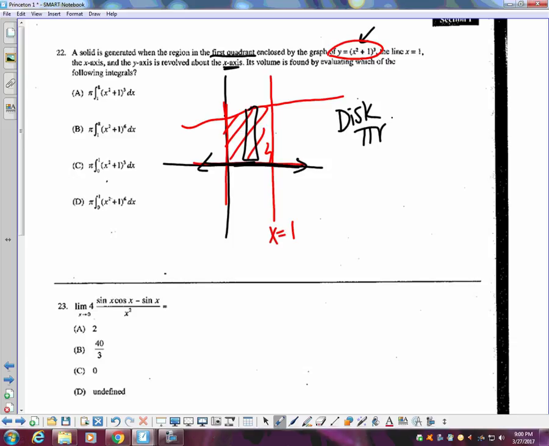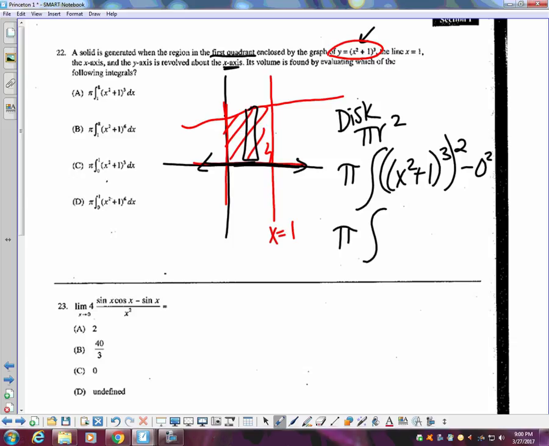Disc is pi r squared. So pi. And then my radius is just the height. So that's this thing, squared, minus, and then technically 0 squared, but you know that didn't do anything. You know that when you have a power to a power, you multiply. And I'm going from here to here. So from 0 to 1. D.